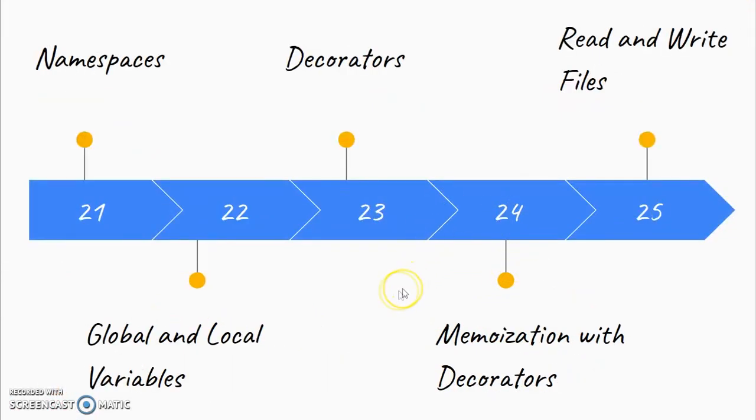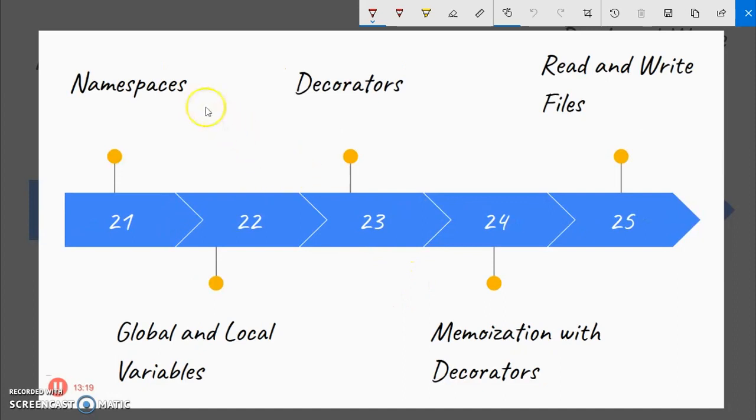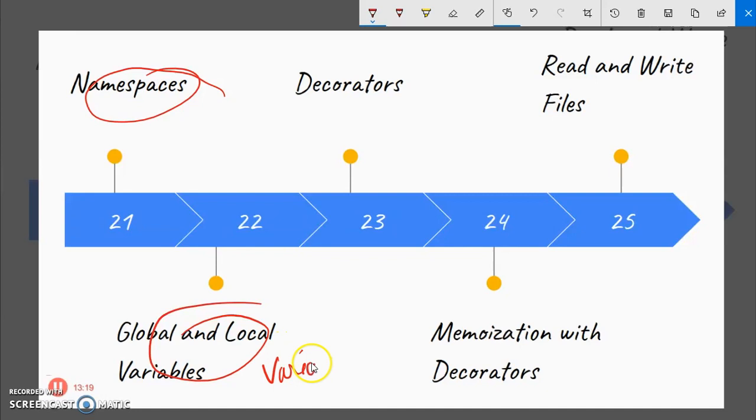Now comes namespace. You will learn about namespace. You learn about global and local variables. As in the second or third lecture you will learn about variables, and now you will learn about global and local variables. What are the global variables and what are the local variables?